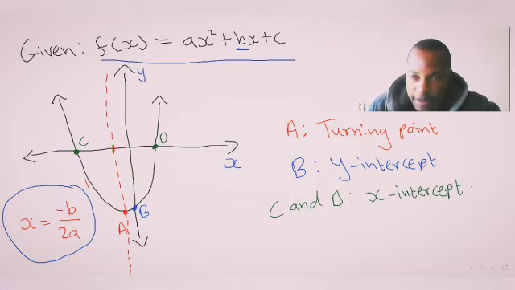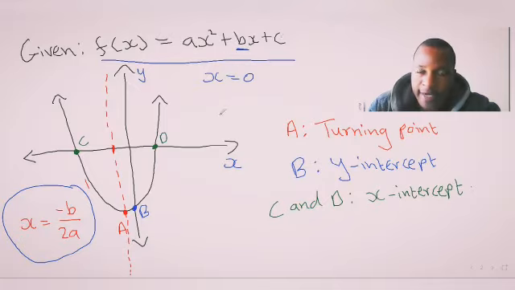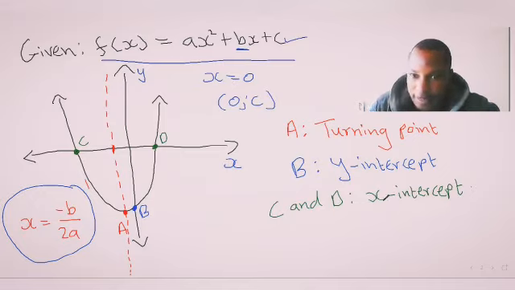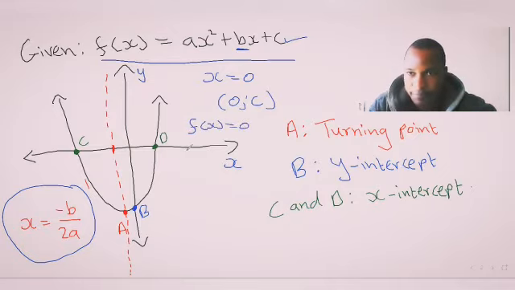To find the y-intercept, you need to let x equal 0. Once you let x equal 0, you find the y-intercept. The y-intercept will have coordinates (0, c), which is the c. To find C and D, which are the x-intercepts, you need to let y equal 0, so that is when f(x) = 0.